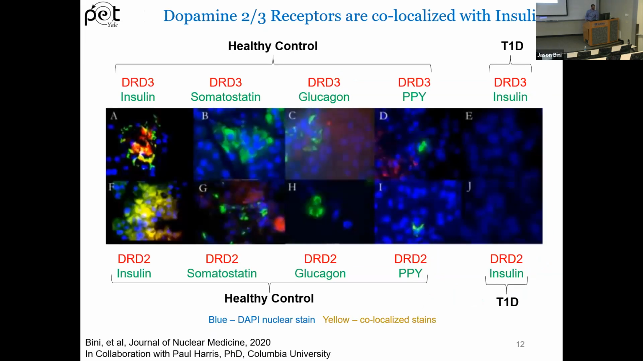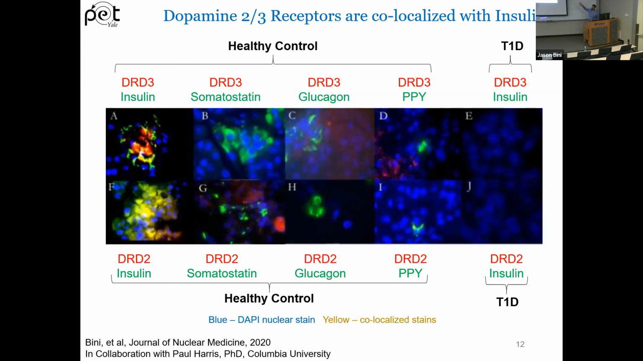There we go. So this was just very preliminary staining. This isn't very complex multi-staining on the same slice. These are all different slices, but we showed co-localization with D3 and D2 with insulin. So there's definitely D2 and D3 on the beta cells. What the relative ratio is, we're unsure. But then there's no co-staining with D2 or D3 in any of the other endocrine cells.